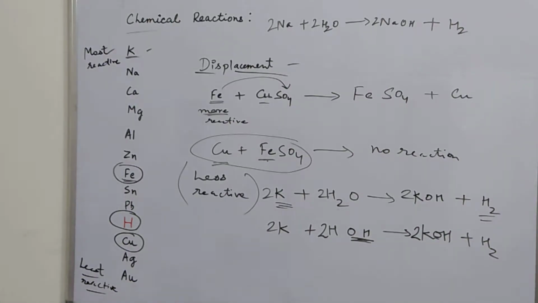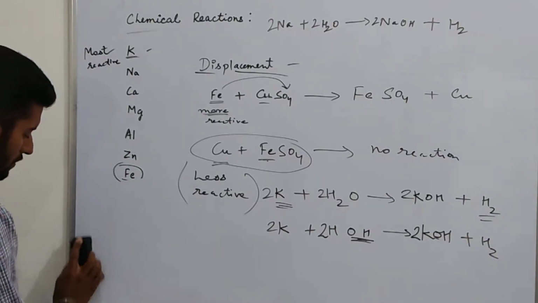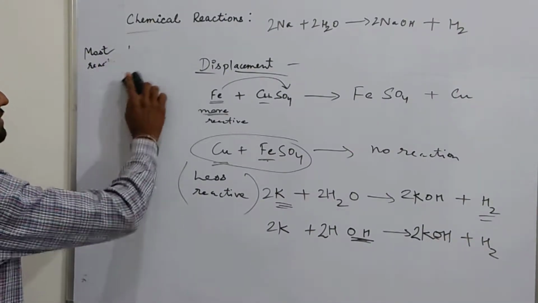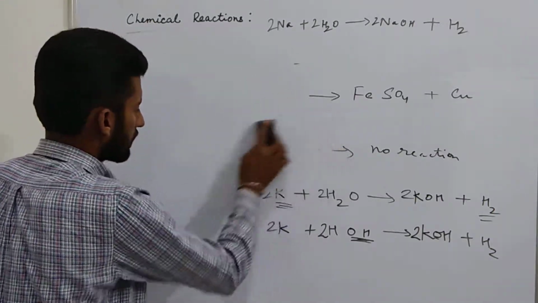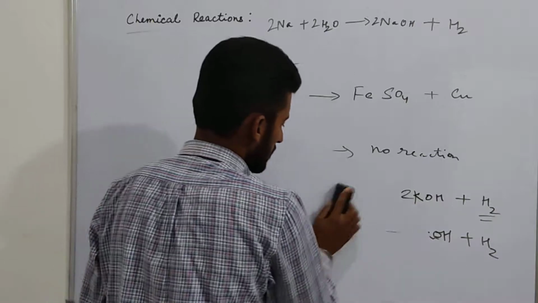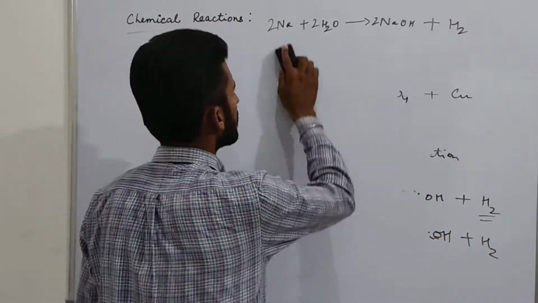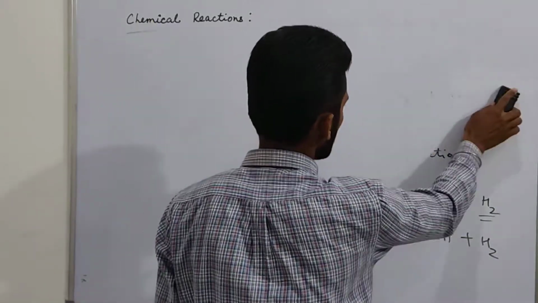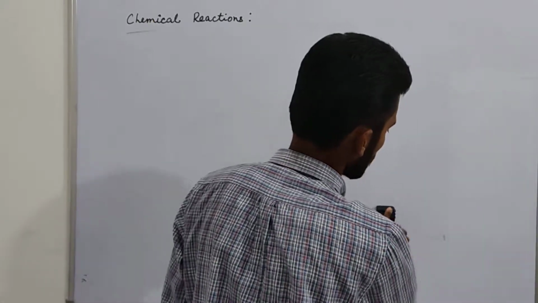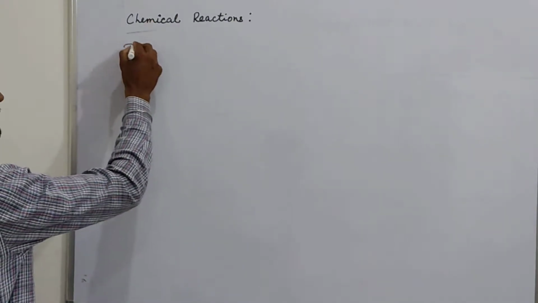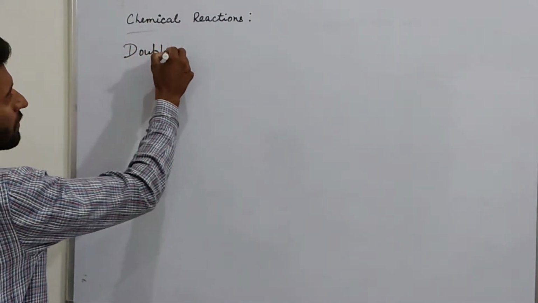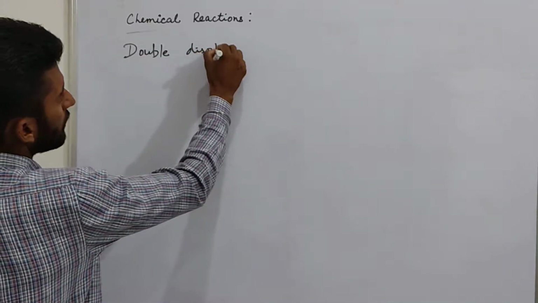Next one is the double displacement reaction. So this activity series is very important that you have to learn. After that, double displacement. We discussed in the earlier video that 4 different types of reactions are there. First one combination, then decomposition, then displacement, and the last one double displacement, or double decomposition.